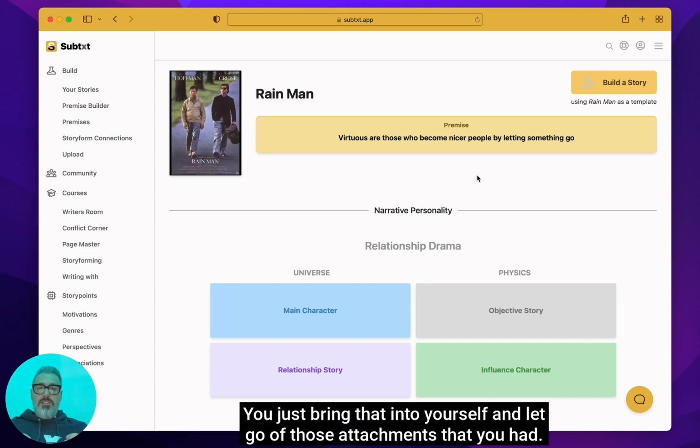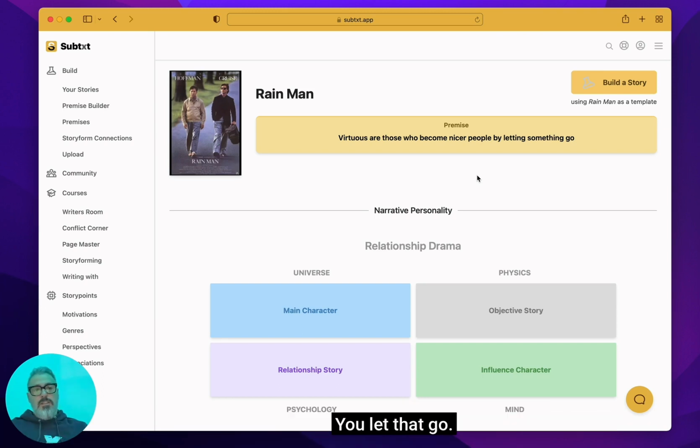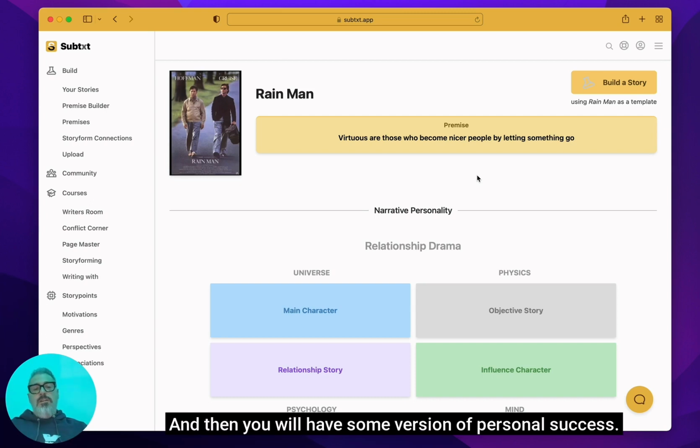You just bring that into yourself and you let go of those attachments that you had, all that stuff that he was holding on to about his father. You let that go, and then you will have some version of personal success.